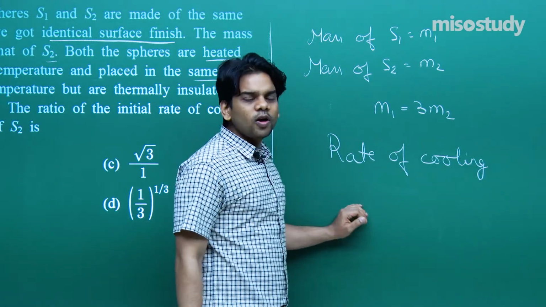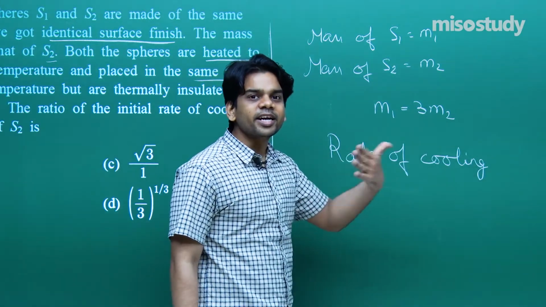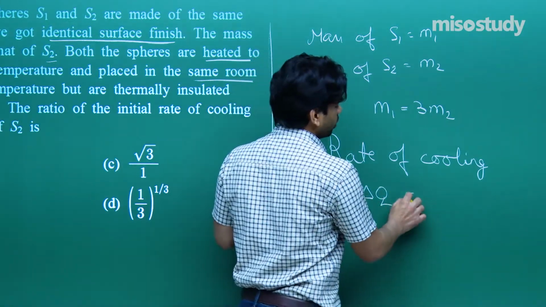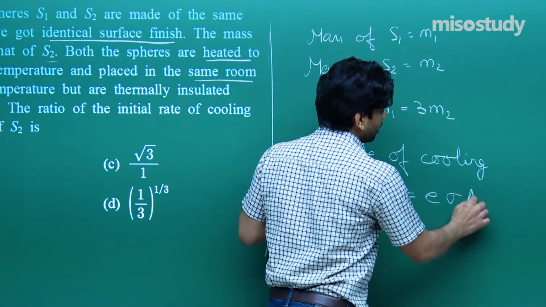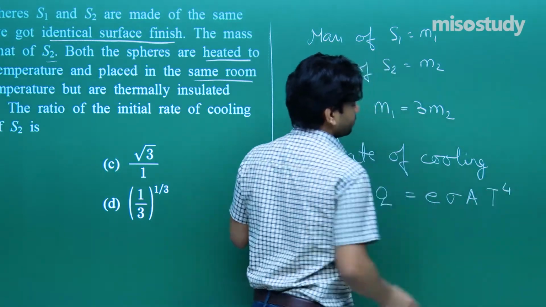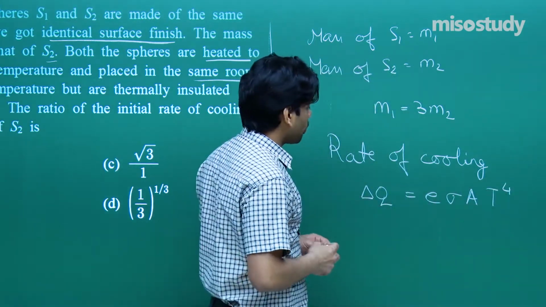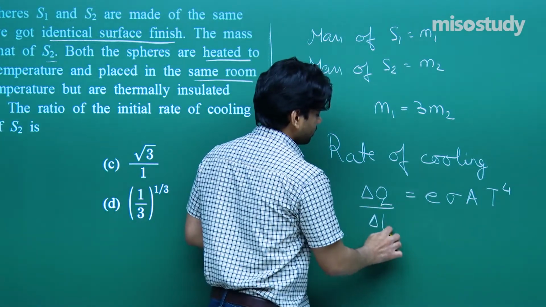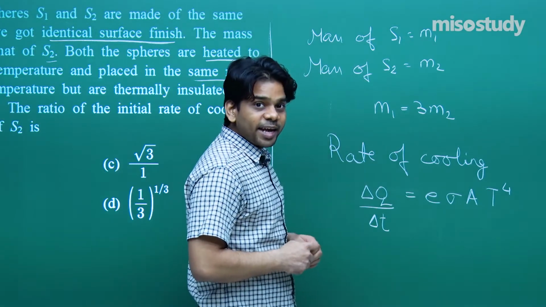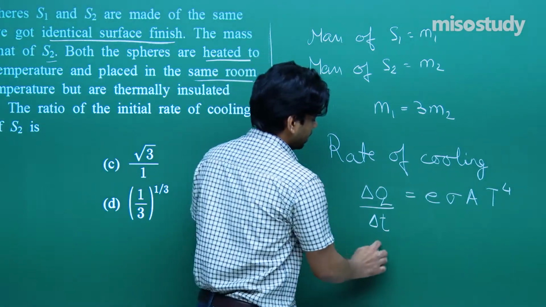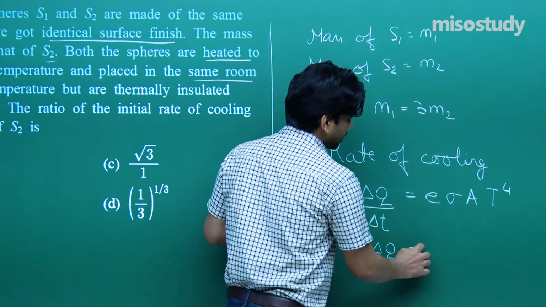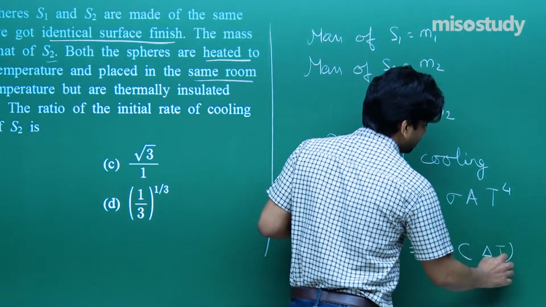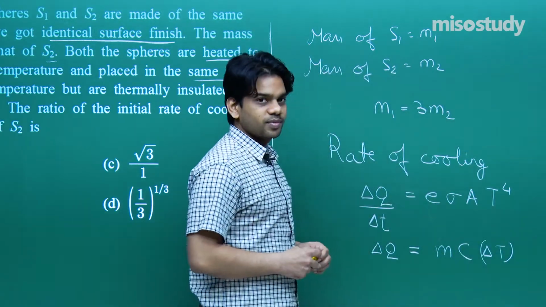Now see here, we all know that the heat radiated will be actually delta Q. This is equal to E sigma A T to the power 4. This is what we know, E sigma A T to the power 4, rate of heat energy actually emitted. This is delta Q by delta T. And next we know that the heat radiated can also be written as delta Q is equal to MC delta T. We all know this, MC delta T.